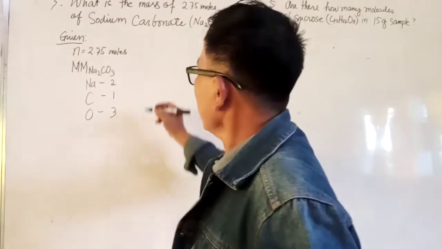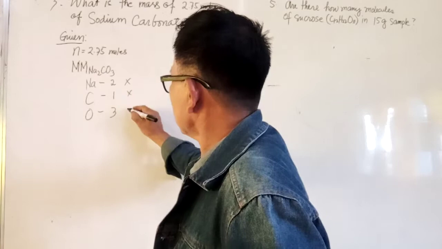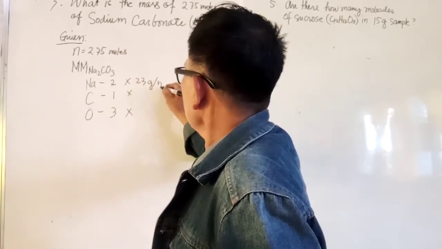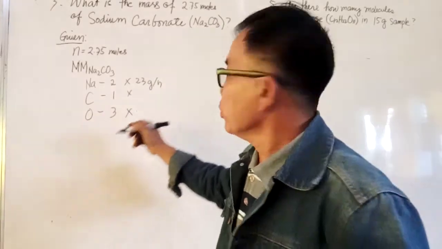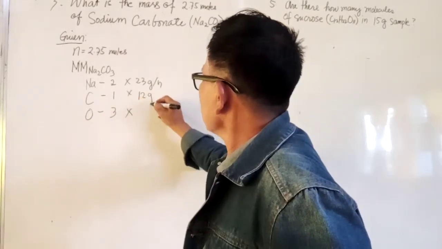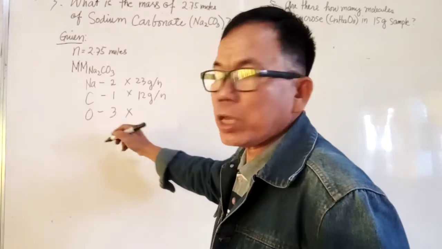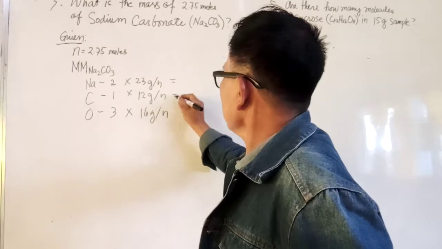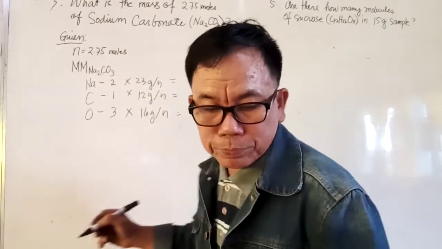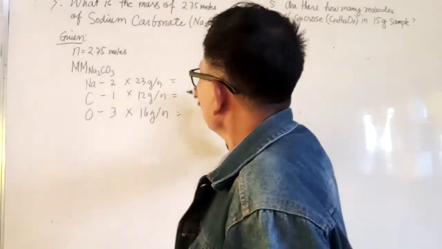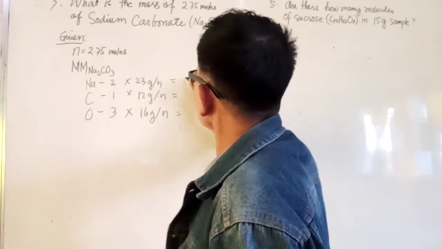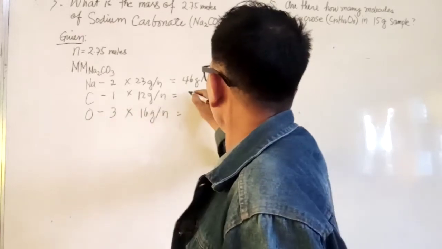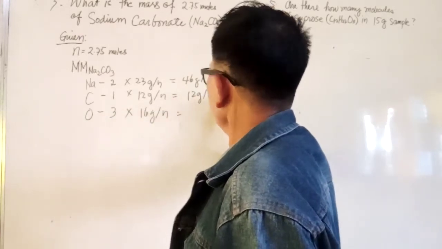Then, let us multiply them with their respective atomic weights. For sodium, we have 23 grams per mole. For carbon, we have 12 grams per mole. And for oxygen, you have 16 grams per mole. Then, let's find the products. This is 46 grams per mole for sodium, and then you have 12 grams per mole for carbon.